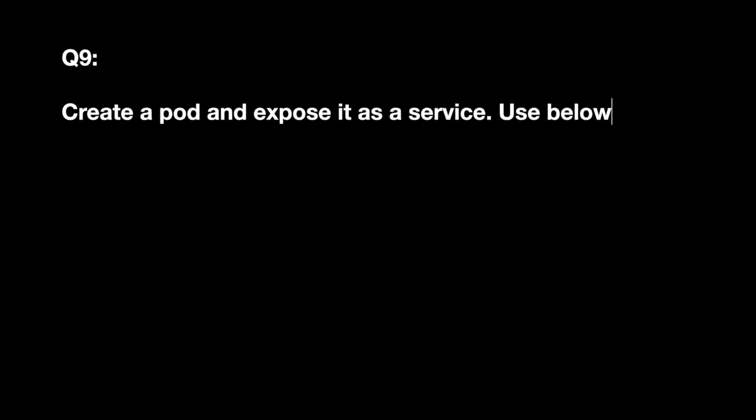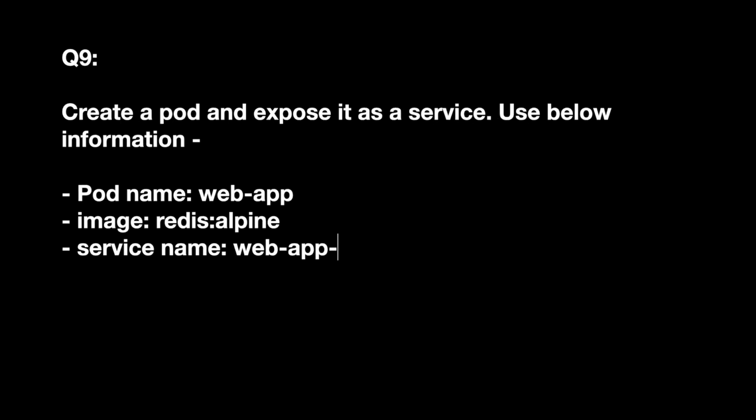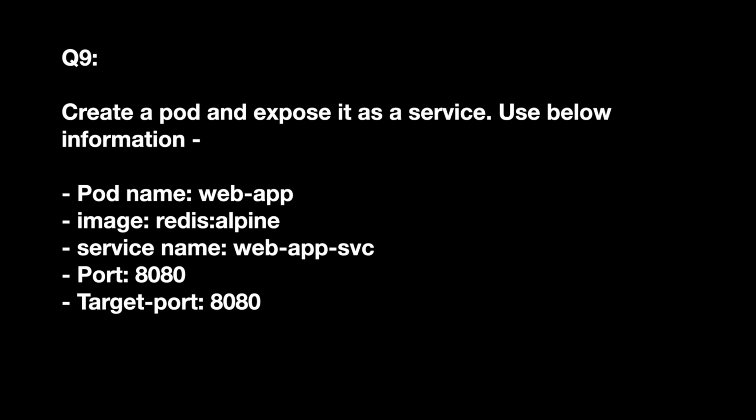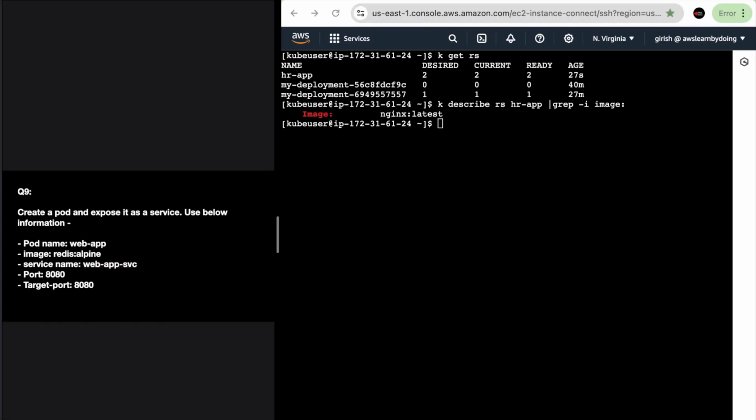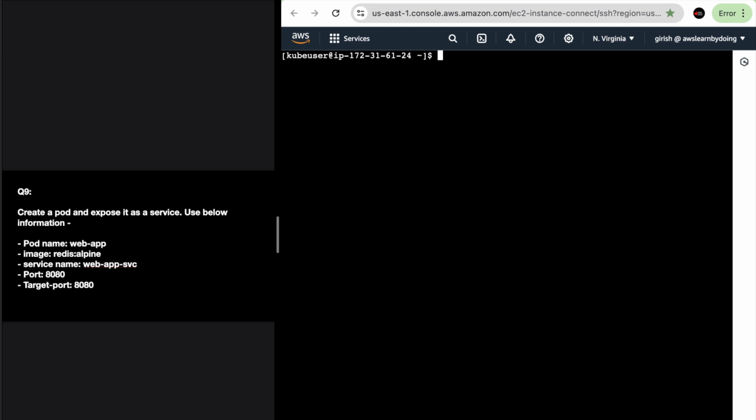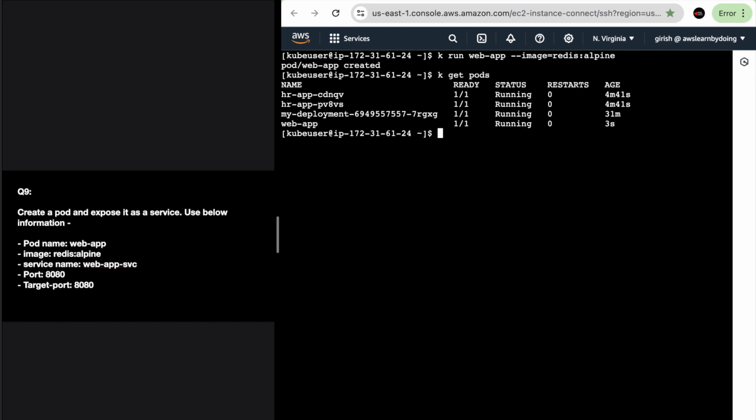Question 9. Create a pod and expose it as a service. Use below information. Right, so let's see how to do that. You first create a pod. Pod name is given, web app. Image is Redis Alpine. Right, that's it. So this pod is created. Make sure it's running. You can see web app is running.